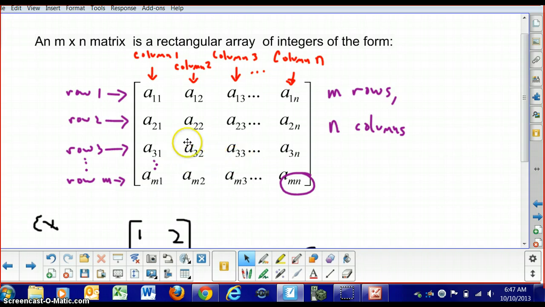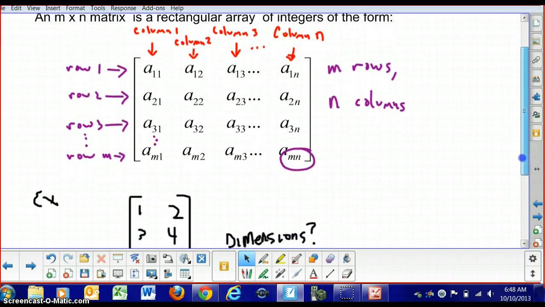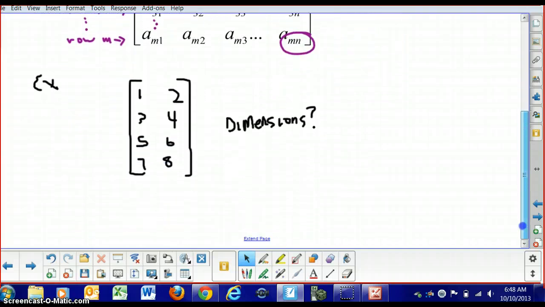So this element right here, whatever number this is, you know because we're calling it a sub 32 that it's in row 3, column 2. This one right here is in row 2, column 3. So it's a nice way of keeping things organized in a rectangular array, which we call a matrix. Alright, let's see if you can tell me the dimensions of this matrix. What are the dimensions of this matrix?